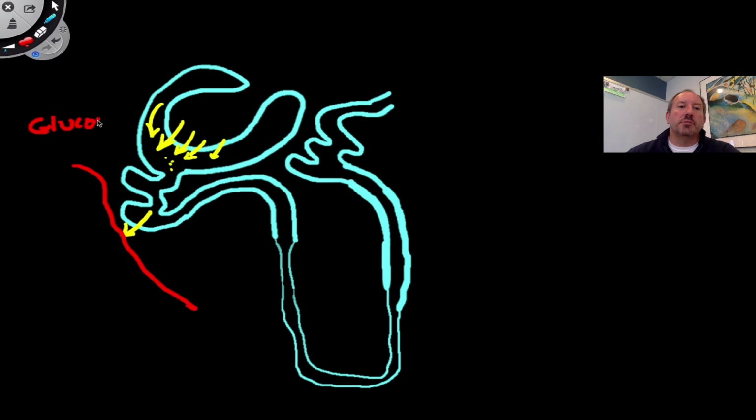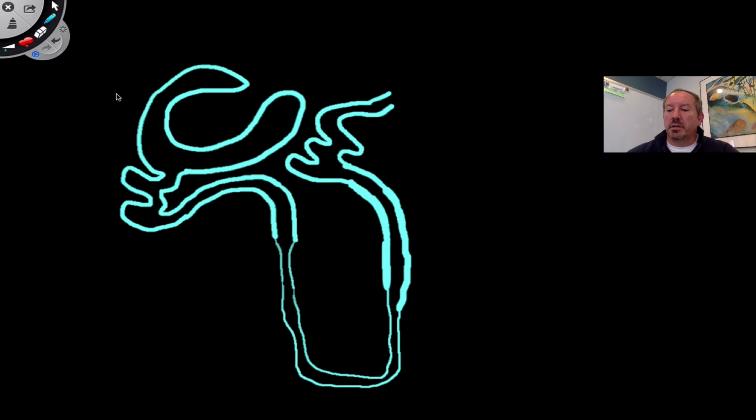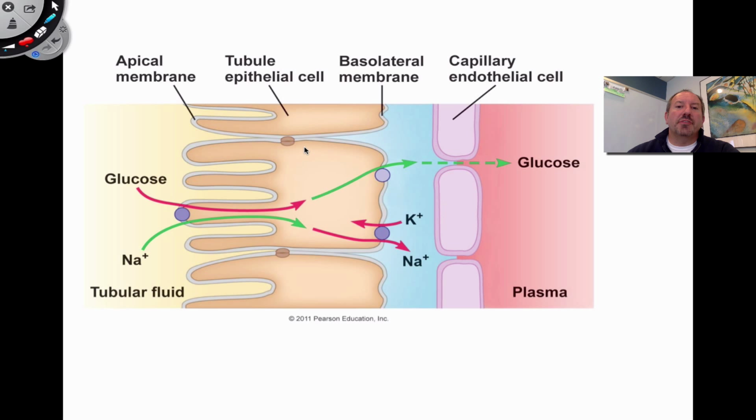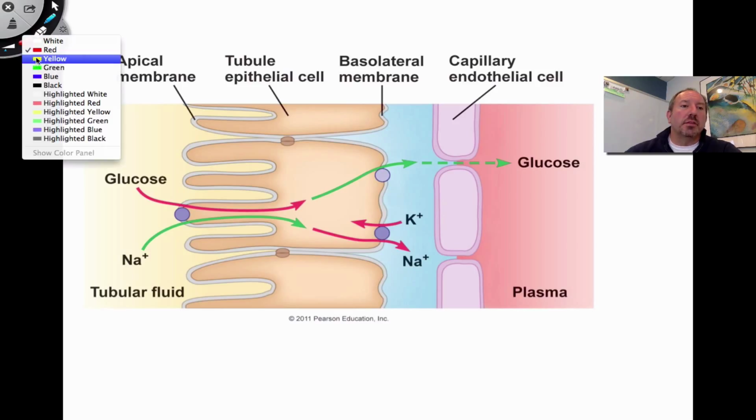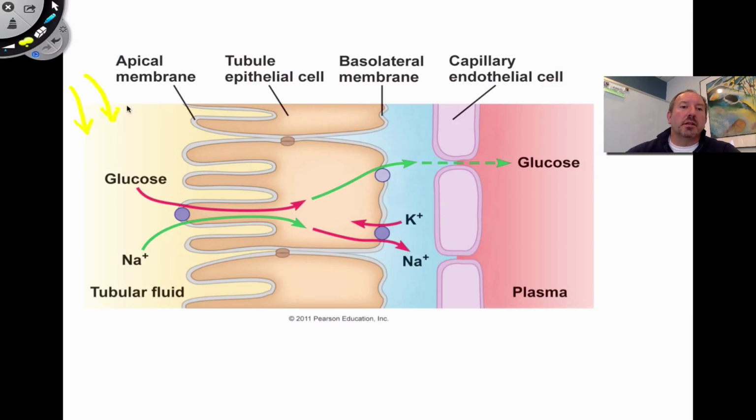Glucose goes into the bloodstream at the proximal convoluted renal tubule. And you're like, well, how does that work? Well, it's kind of cool. This is a close-up of, again, the convoluted proximal renal tubule. This is the basolateral, the base of it. Here's the capillary. This is the apical brush border. So this is the filtrate right here, the stuff coming out of your glomerulus, and then here's glucose.